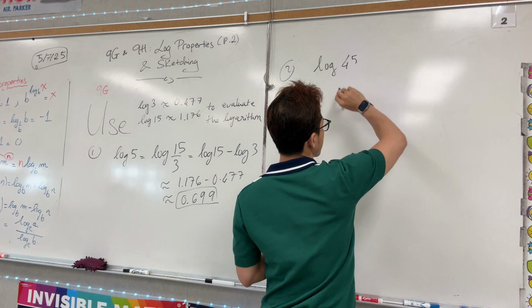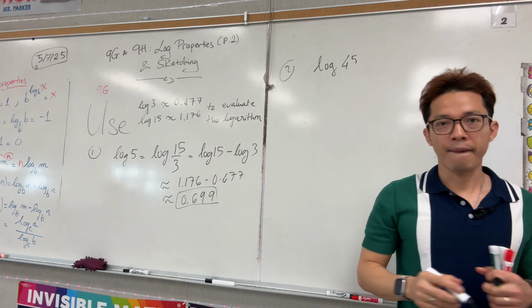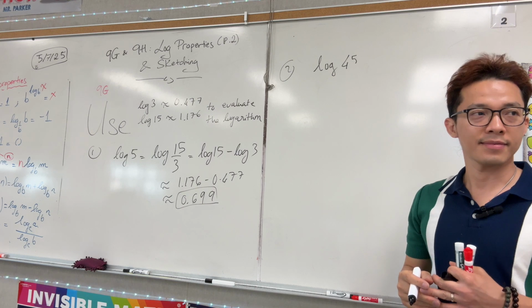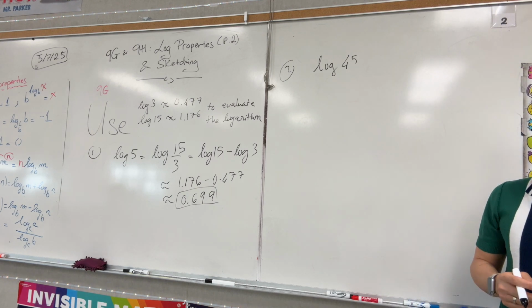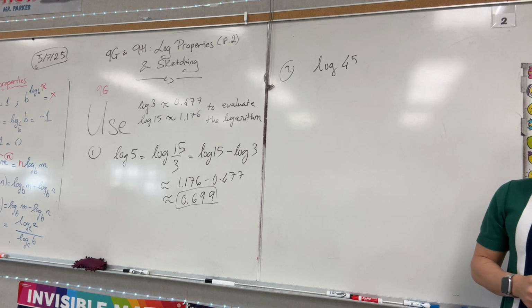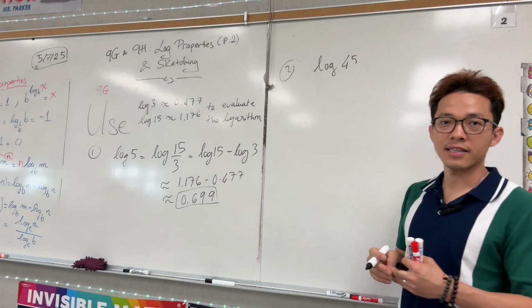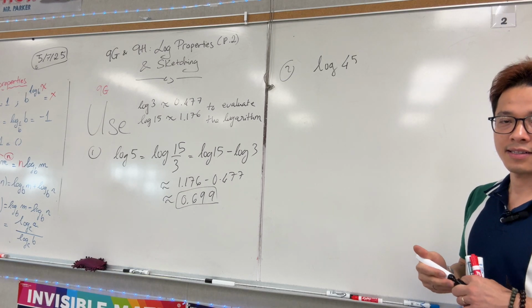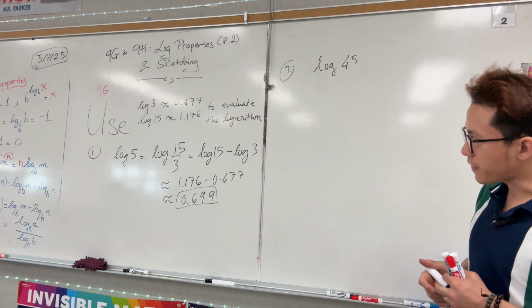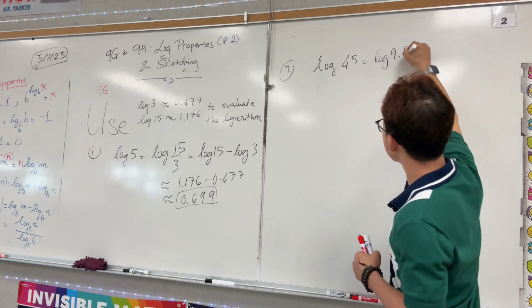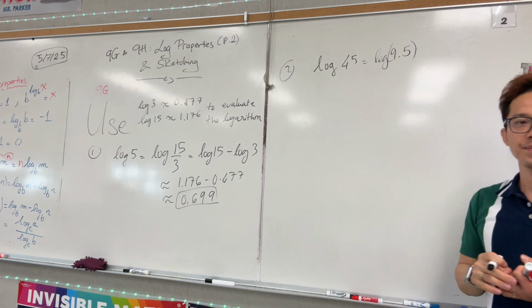About log 45. Log 45 is? Oh, 9 times 5 is 45. 45 divided by 9, why? We were looking for 45. All right, Vanessa? 9 times 5. Okay, let's do 9 times 5. All right, what else?